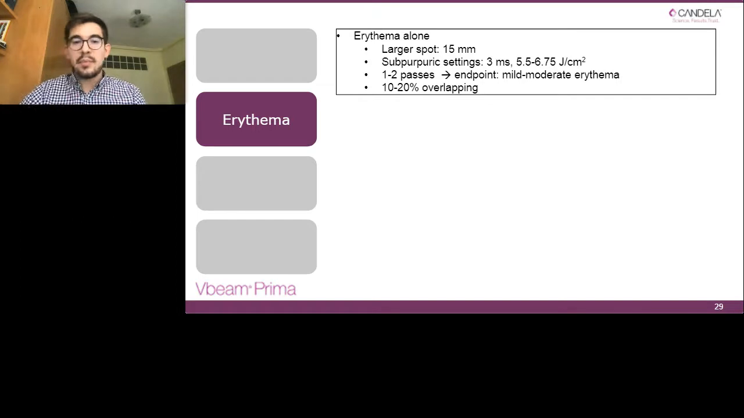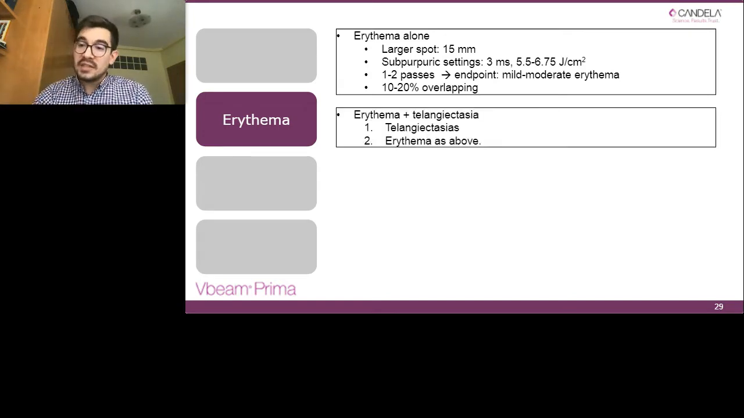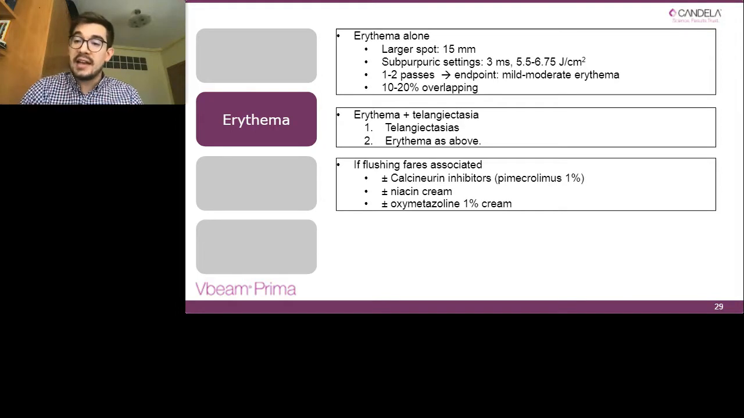I always use subpurpura settings, between 1 to 2 passes. I'm looking for a mild to moderate erythema, depending also on how the patient feels with different passes, and between 10 to 20% of overlap. When there is erythema and telangiectasia, I first treat the telangiectasia, and then I treat the erythema, also treating the telangiectasia where the erythema is as a background. And if there are a lot of flares or flushing associated, I combine it safely with calcineurin inhibitors, niacin cream, or oxymetazoline cream, as I told you before.